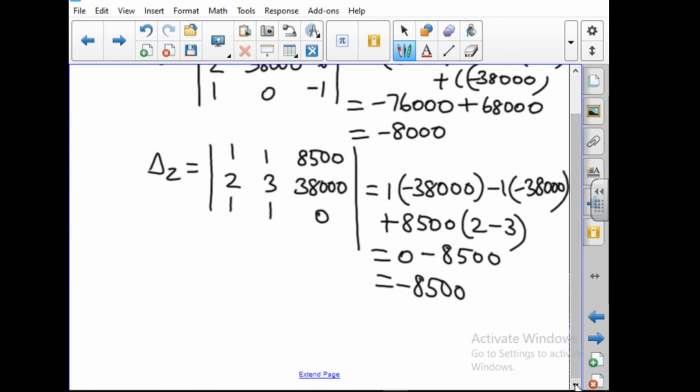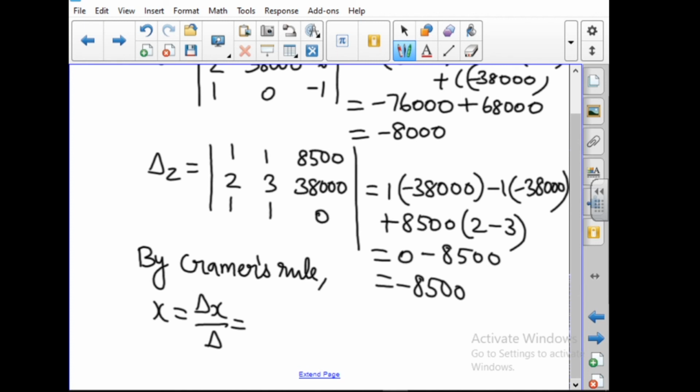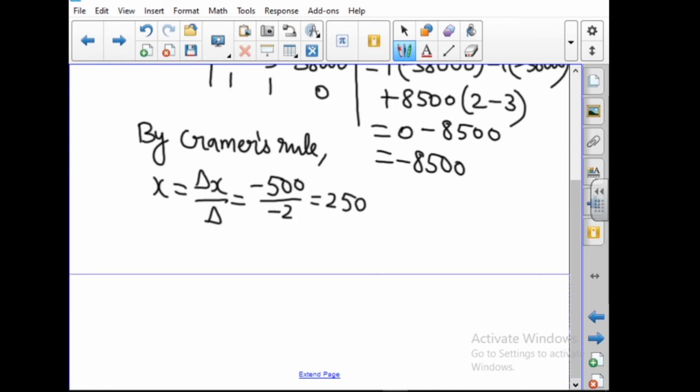Now let us find out by Cramer's rule. By Cramer's rule, what is x equal to? Delta x by delta. What is delta x? Delta x is minus 500 divided by minus 2. So your answer is 250. Next, what is y? Delta y by delta. That is minus 8,000 divided by minus 2. So your answer is 4,000.